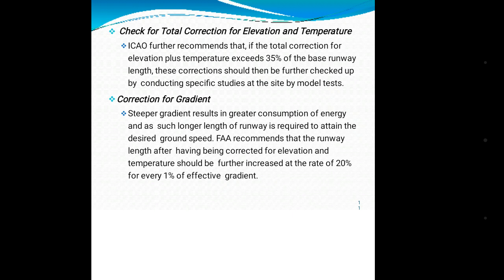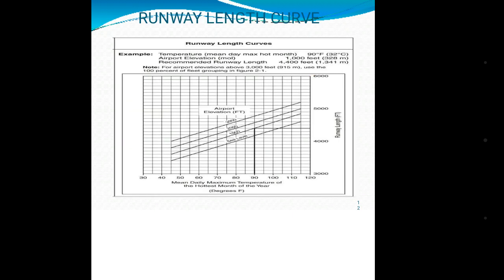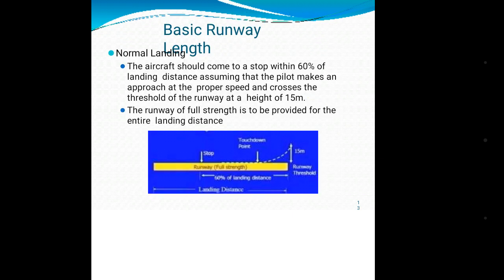So we have to consider the gradient, how much has been provided, and we have to increase at a rate of 20% for every 1% of effective gradient that has been given in the problems. So this is the runway length curve we are having. Now there are 3 different cases which we have to consider for basic runway length. Again, this question will be for 5 marks. What are the 3 different cases?